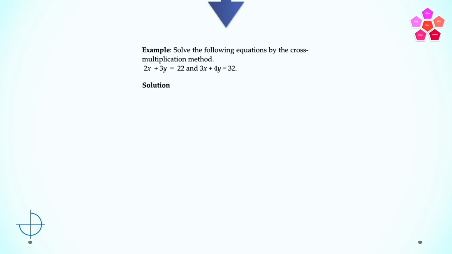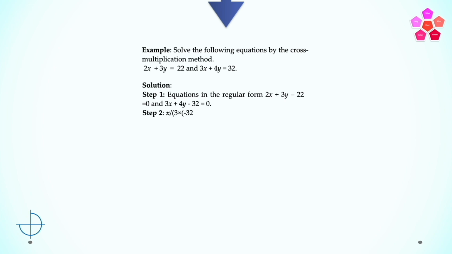Let's take an example. Solve the following equations by the cross multiplication method. The equations are 2x plus 3y is equal to 22 and 3x plus 4y is equal to 32. So the solution is step 1. Remember, equations in the regular form would be 2x plus 3y minus 22 is equal to 0 and 3x plus 4y minus 32 is equal to 0.